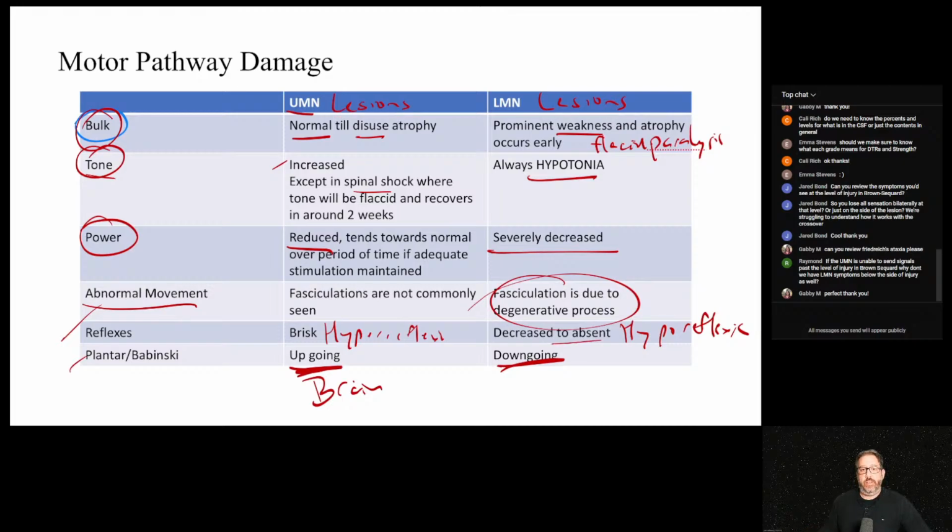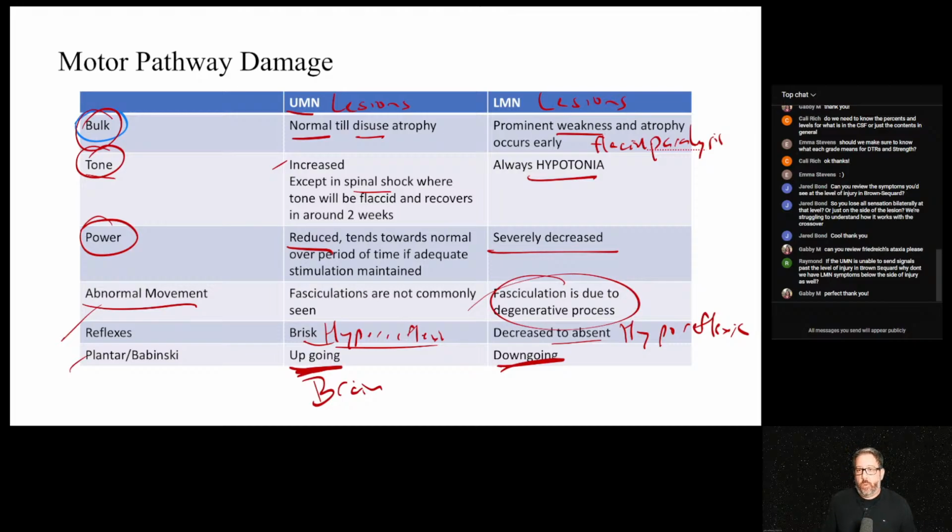Decreased, again, nothing with a lower motor neuron, but with an upper motor neuron, hyperreflexia. So the reflexes still work because the lower motor neuron is still intact. So DTRs will still work because that lower motor neuron is still there. It's just hyperreflexic with an upper motor neuron, but they're still going to have them there.